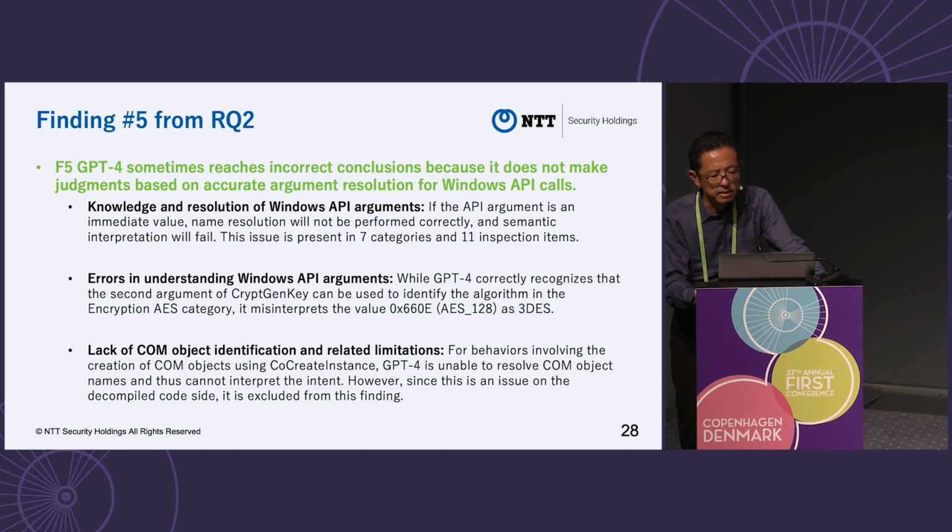This isn't just a rare edge case. In fact, we found these issues appearing across 7 different categories, and it affects 11 specific inspection items. And the second one is the errors in understanding Windows API arguments. I will explain in the next slide.